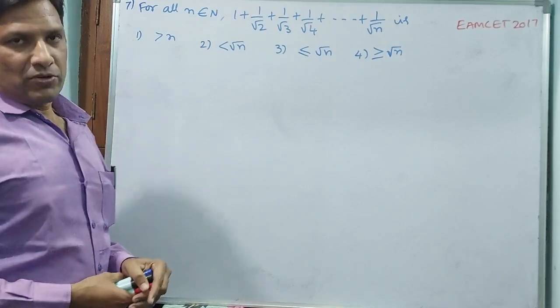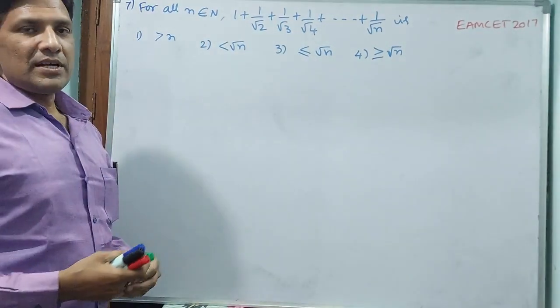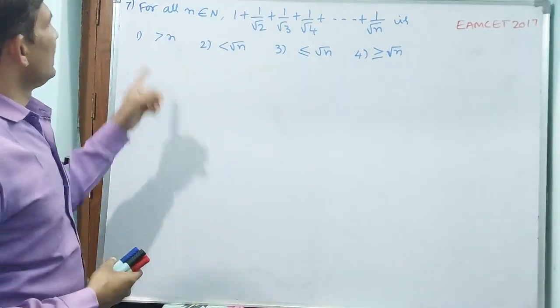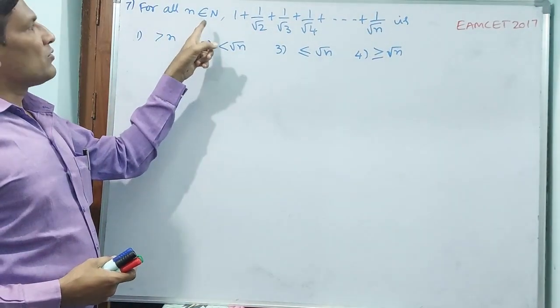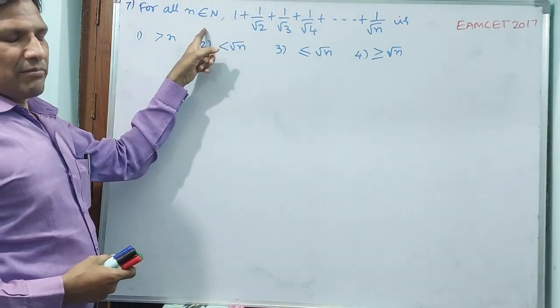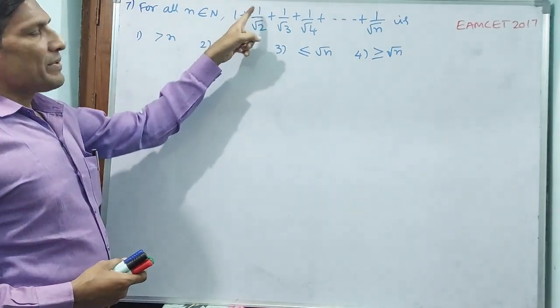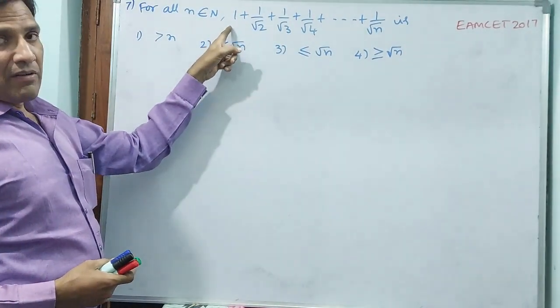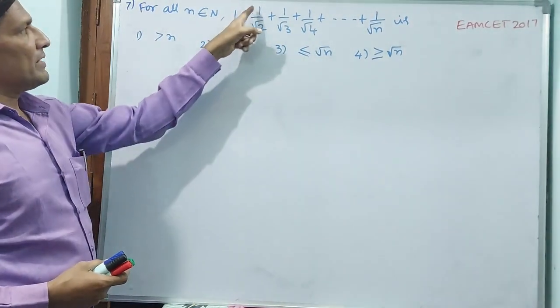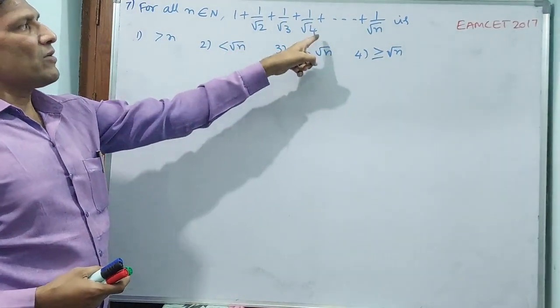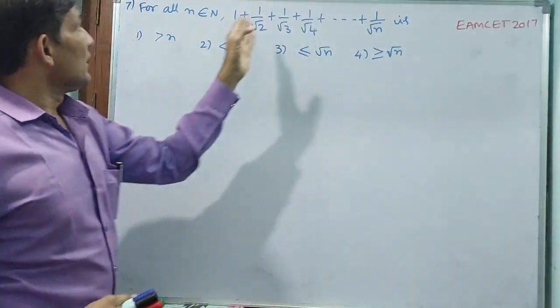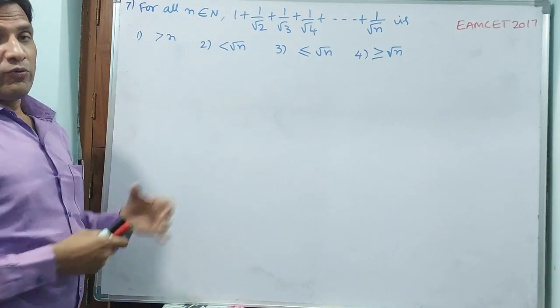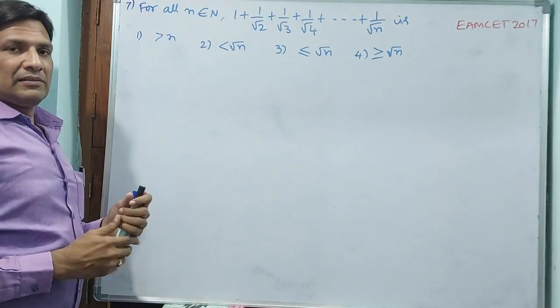See the 7th question. This question was asked in EAMCET 2017. For all n belonging to N, the natural numbers, 1 plus 1 by root 2. So 1 means here 1 by root 1, like we think. 1 by root 1 plus 1 by root 2 plus 1 by root 3 plus 1 by root 4 up to 1 by root n. That means whatever n value you give, if you give 1, it is 1 by root 1.